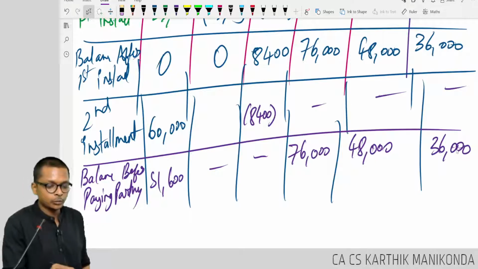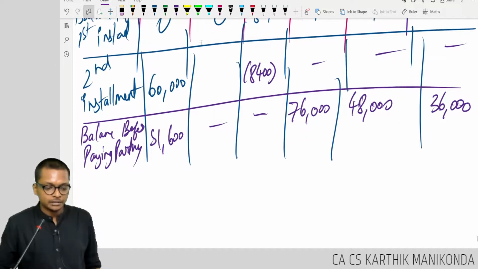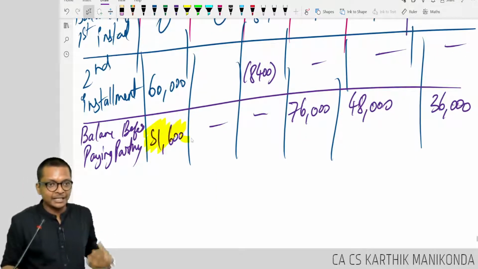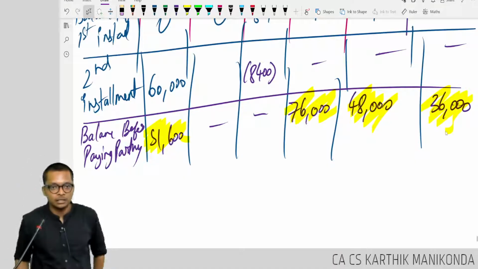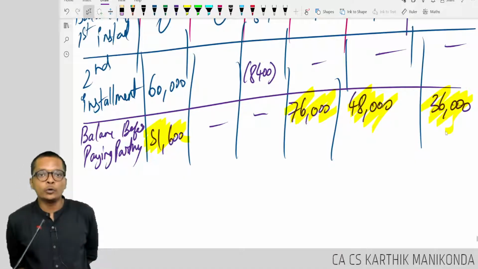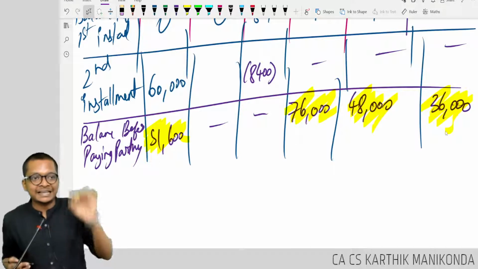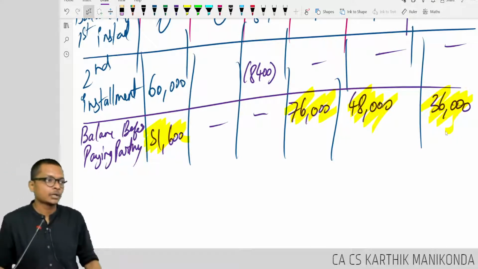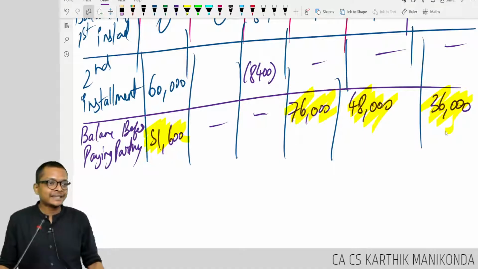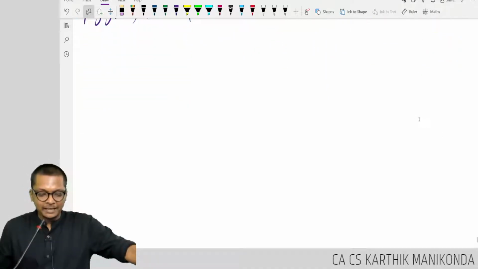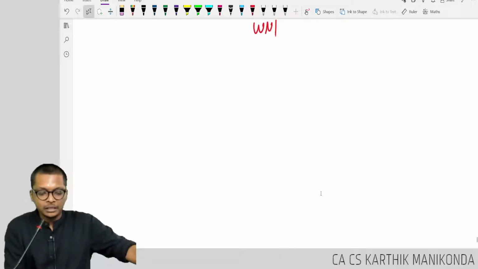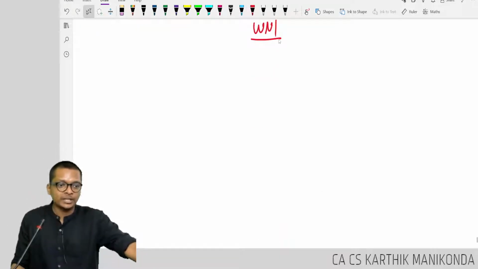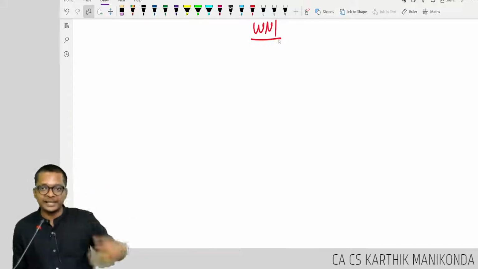Okay. Now the question is this. This 51,600 only I have left. But I have to pay 76,000, 48,000, 36,000. Correct? To pay this, how to pay? Who should get how much? Relative capital method will answer. Are you following, guys? Everybody clear? So for this I will come down to a working note. Working note 1. I have to prepare one separate working note till the end before you can go back there.